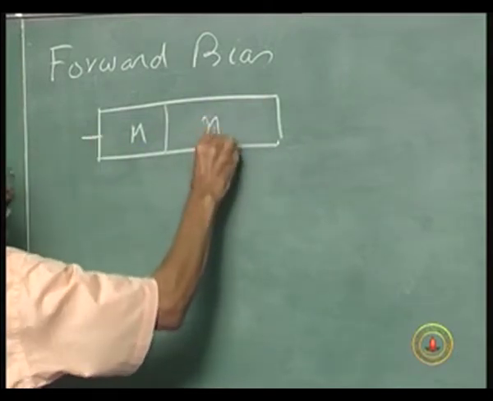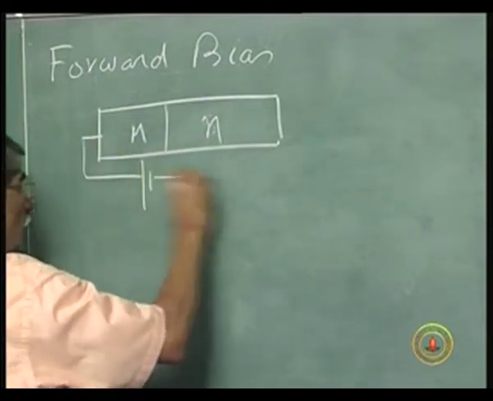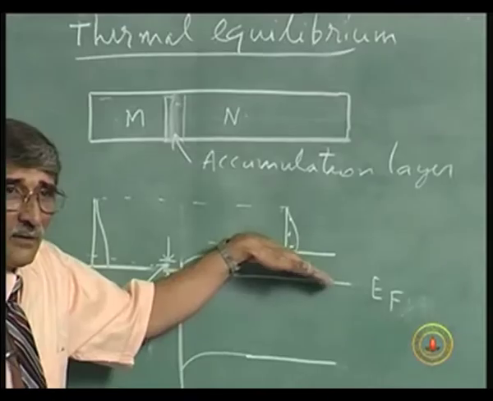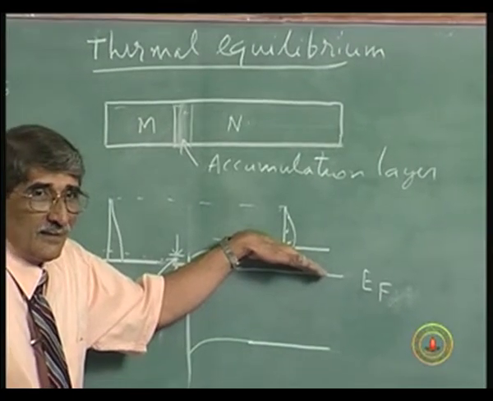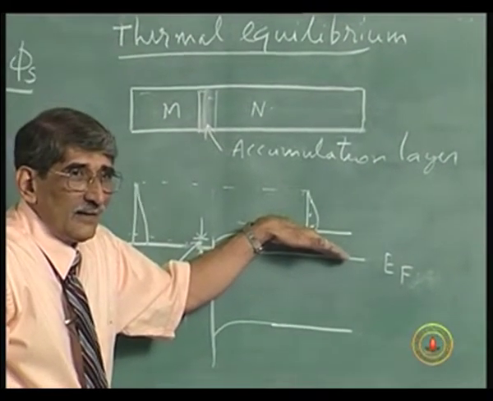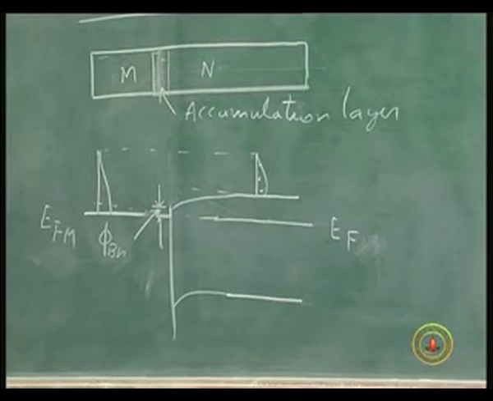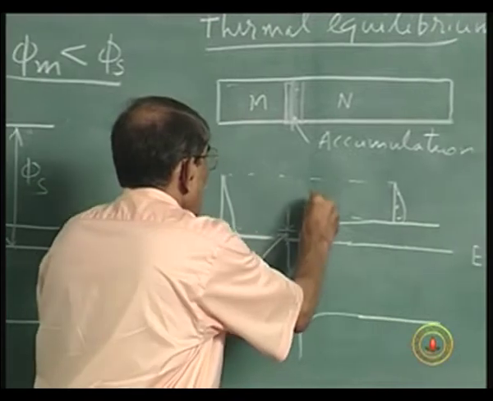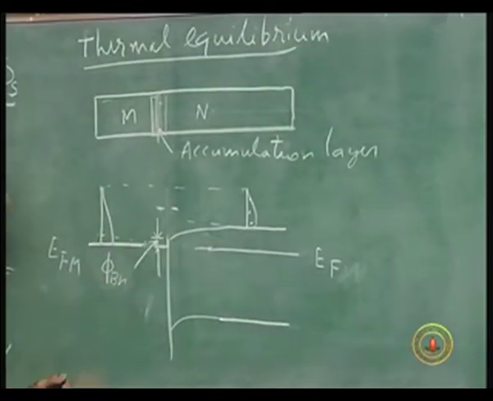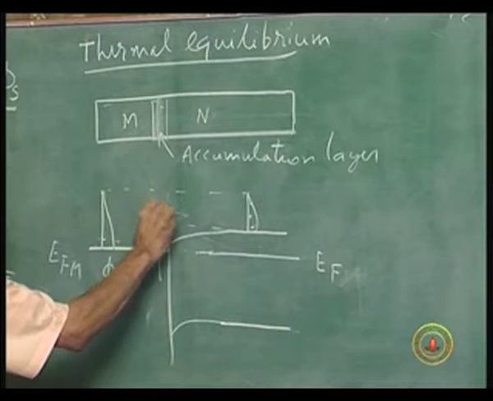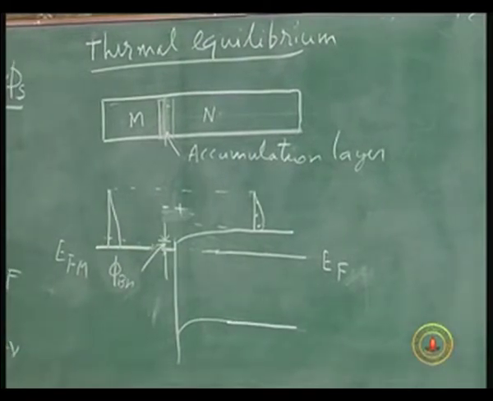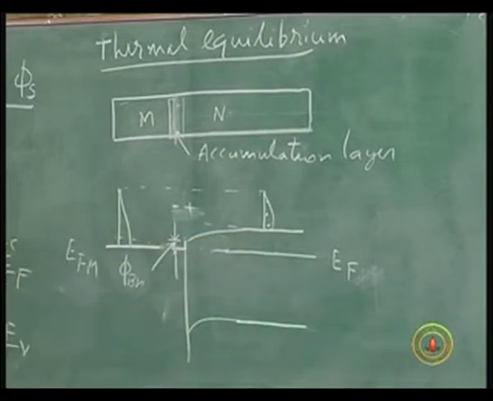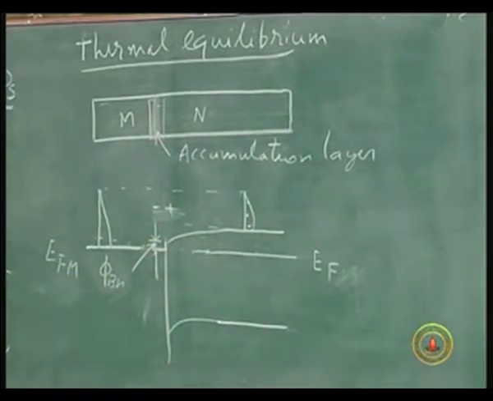N type. What will happen? This will go up or down. You are having a potential which is minus plus. When I am forward biasing, actually I am reducing that. You are changing the barrier, one of them you are moving out.